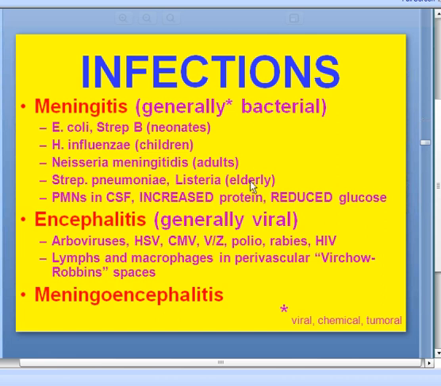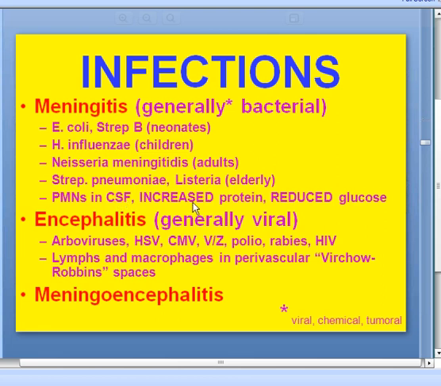The elderly people, their bacteria, remember these are all bacterial, is usually either a strep pneumonia, which is from their pneumonia, or a listeria. These are the two common ones. And of course, if you do a CSF in somebody that has a meningitis, they're going to have neutrophils, possibly increased neutrophils in the CSF. Why? Because that's where the inflammation is. That's where the acute infection is.